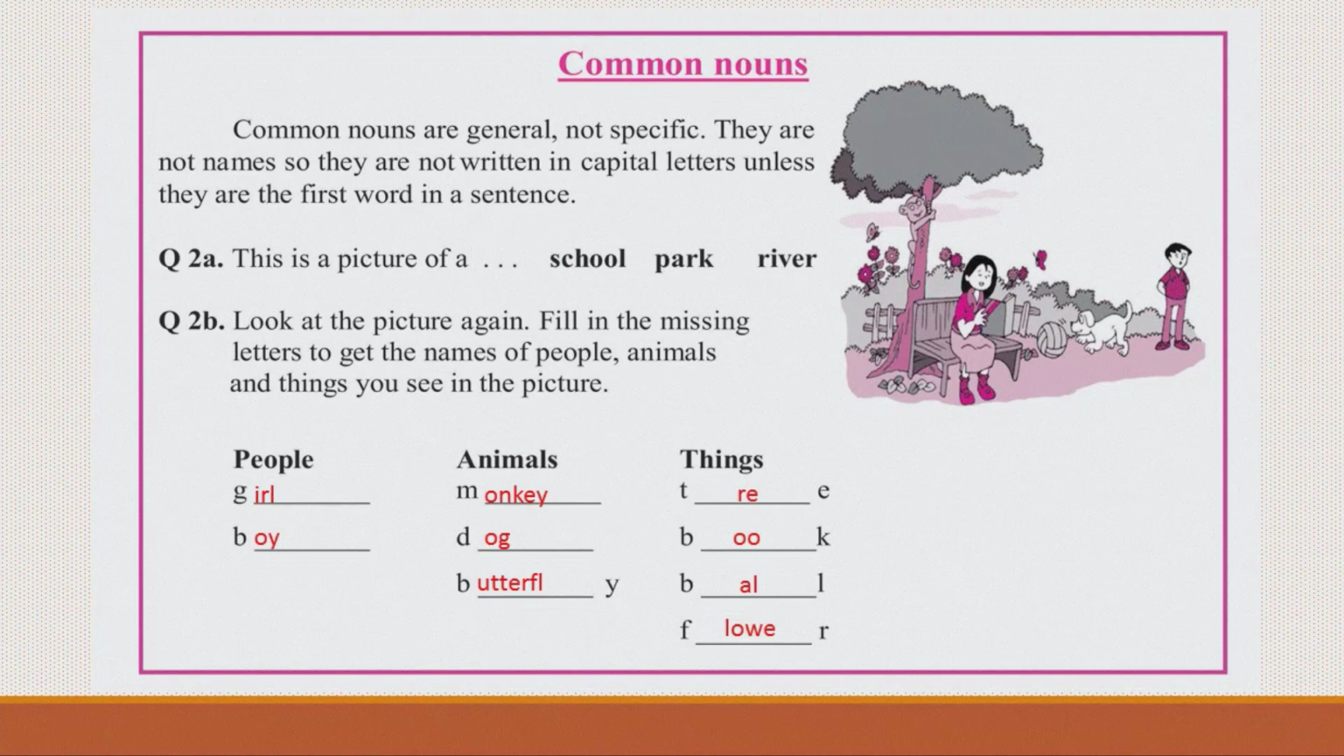Animals. Which animals can we see? A monkey, a dog, and a butterfly. We do not know the names of the animals, so they are also common and they'll be written with the small alphabet. Things. Which things can we see? We can see a ball, we can see a tree, we can see a book, and we can see some flowers. So we have written over here tree, book, ball, and flowers.